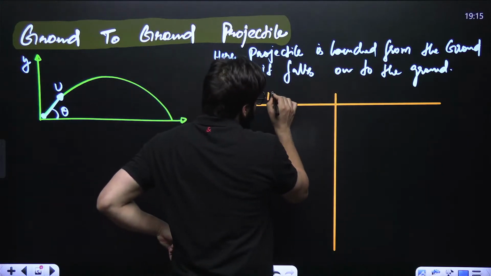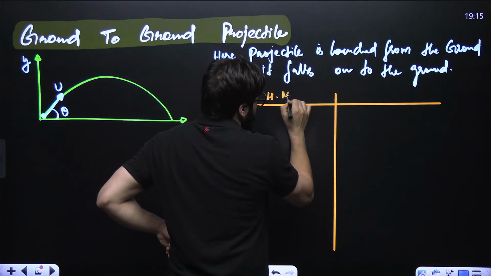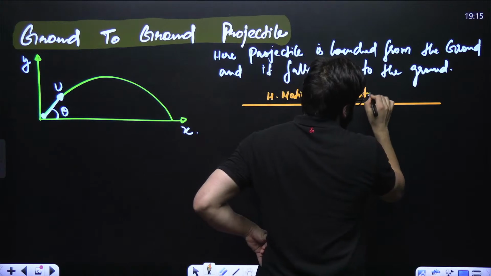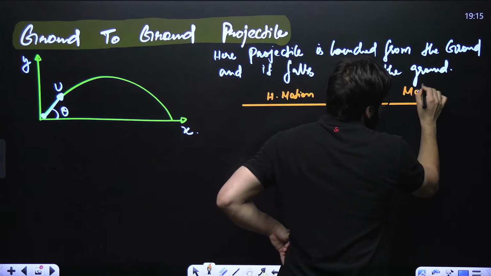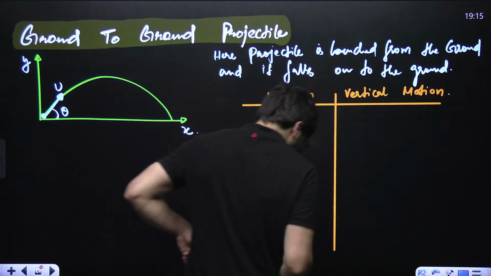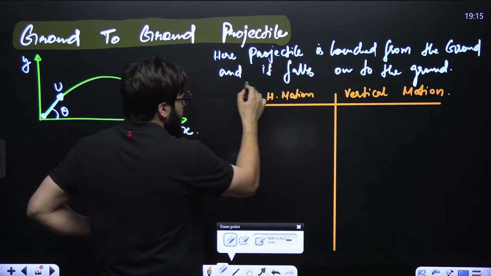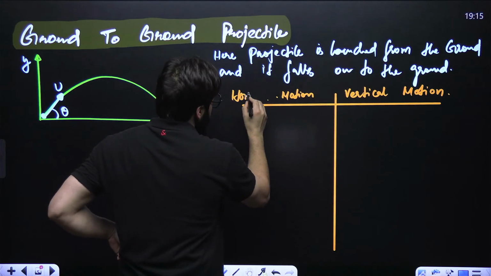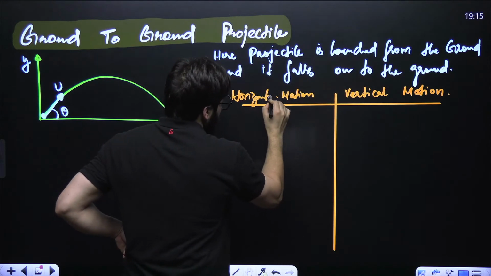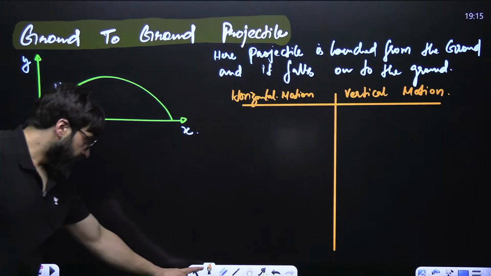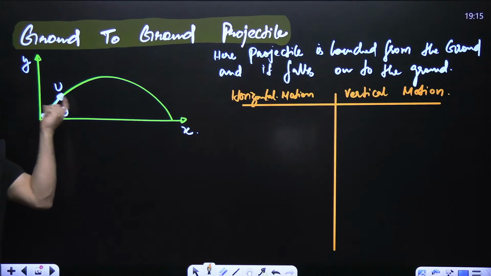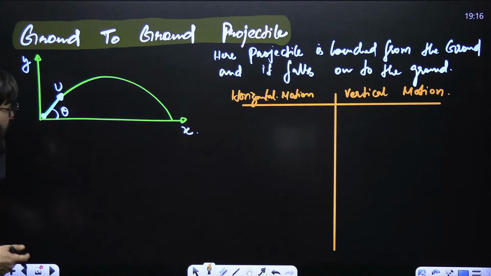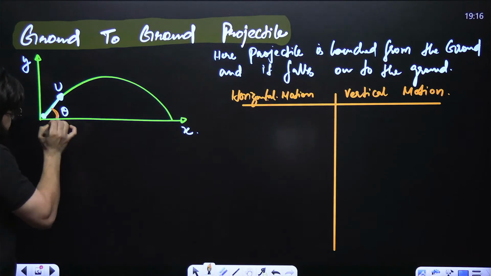Now, I'll first write over here, this is horizontal motion. And I'll write over here, vertical motion. Guys, understand very carefully whatever I am trying to say in this particular case. Horizontal and vertical motion. Guys, see, if you have launched this projectile with a velocity u at an angle theta.